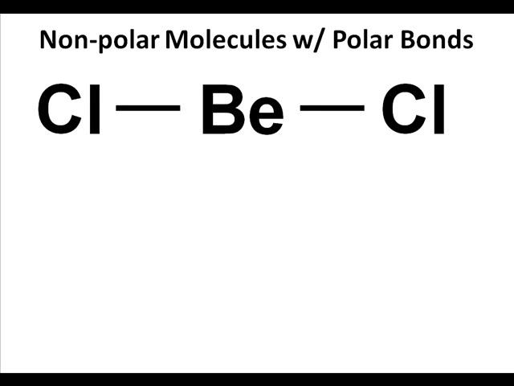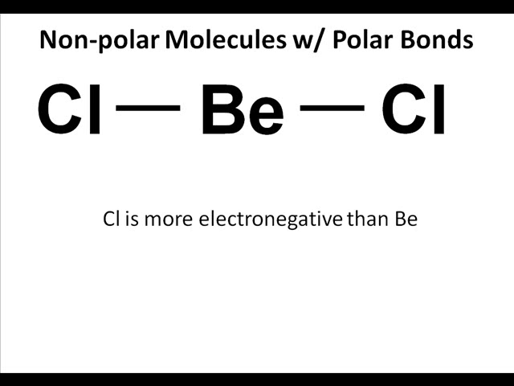Well, here we've got a nonpolar molecule with polar bonds. Now, chlorine is more electronegative than Be. What does that mean? What that means is that the chlorine atoms are going to draw the electrons away from beryllium because beryllium has a smaller electronegative charge. And you can look that up on the chart we gave you early on in this presentation.